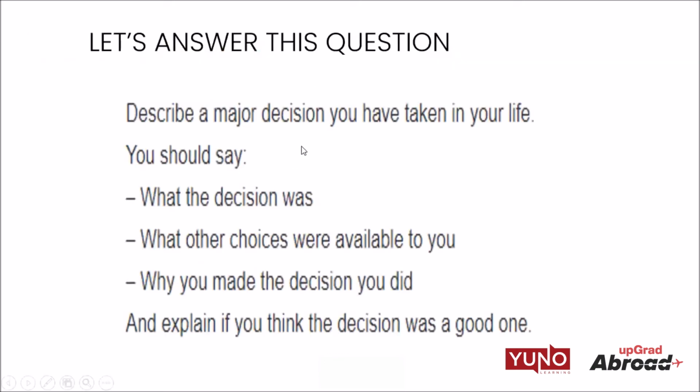Now, let's look at this sample question and answer the IELTS speaking part 2. It says, describe a major decision you've taken in your life. You should say what the decision was, what other choices were available to you, why you made this decision you did, and explain if you think the decision was a good one. The examiner, after giving you the cue card, will obviously give you 1 minute preparation time. And after 1 minute, you're going to talk on this topic. Now, let's see how you're going to answer this.